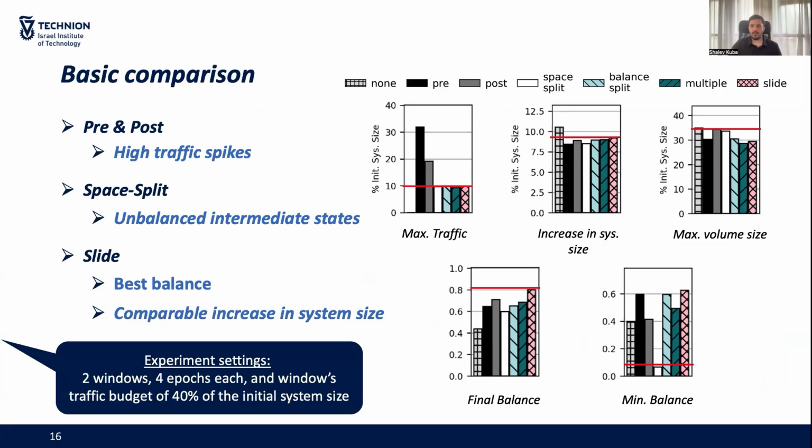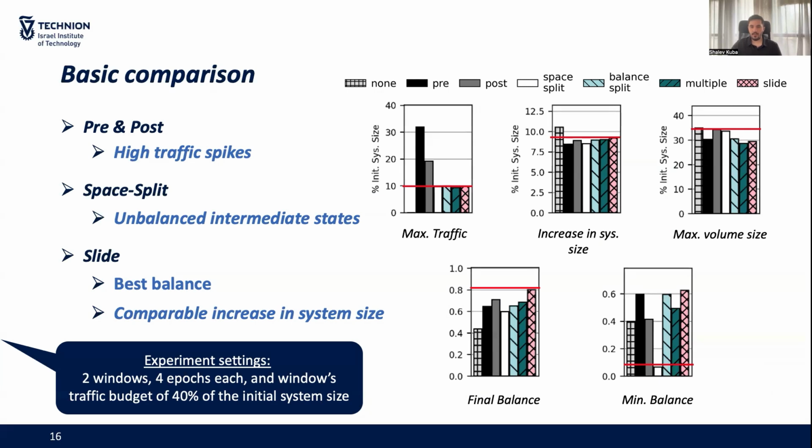Now, let's go over the results of our basic comparison. For completeness, we include the following baseline algorithms. See paper for their full definitions. None, which means no migration, only system changes. Pre computes a window-wide plan in the first epoch of a window and executes all transfers in that epoch, ignoring per-epoch budgets. Post computes a window-wide plan similar to pre, but executes all transfers in the last epoch of that window. Multiple migration computes a migration plan in each epoch using the epoch's budget.